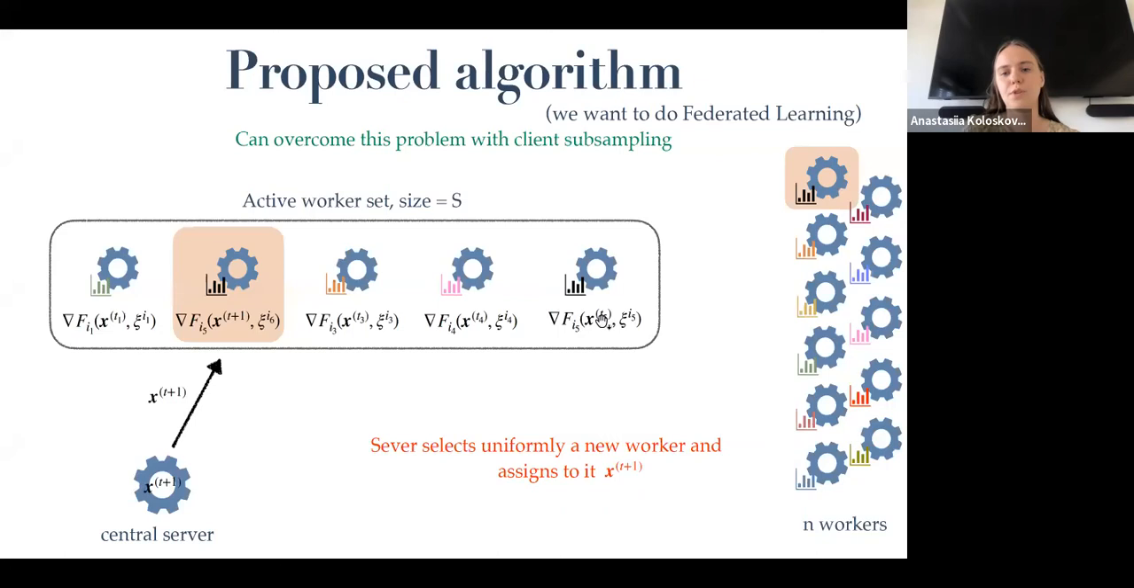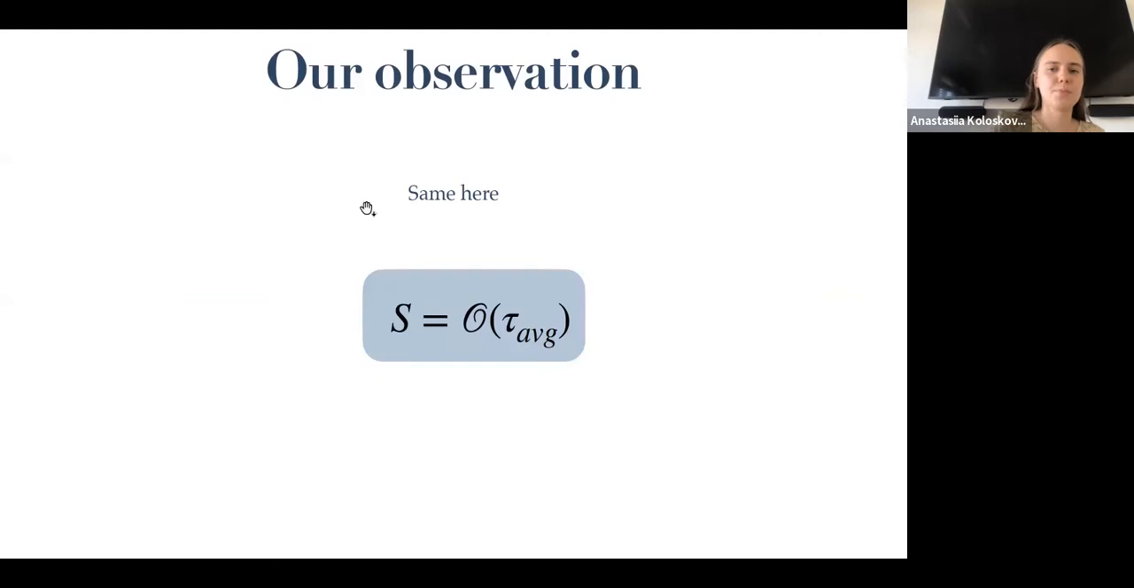And this is basically the way to ensure that none of the nodes is delayed too much, because if a node, let's say black, never responds, at some point it would fill the whole active worker set, and it would need to free some spot to continue training. So we implicitly assume that nodes are not delayed too much. We can have the same observation here, that the active worker set is equal to the average delay.